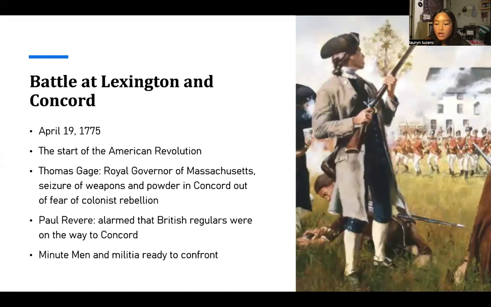At the first sight of the American Revolution, the battle at Lexington and Concord on April 19, 1775. Before the battle, the royal governor of Massachusetts, Thomas Gage, expressed a fear of colonial rebellion and set out to seize the weapons and powder in Concord. That's where the famous Paul Revere rode out to warn the militia that the British regulars were on the way. Shortly after, the battle began and the American Revolution emerged.